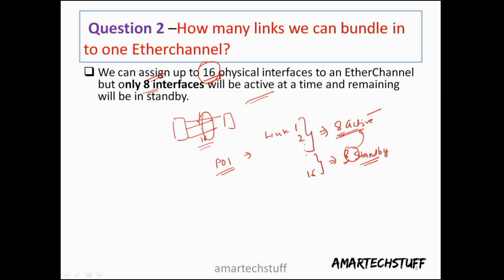So we can assign up to 16 physical interfaces to an Etherchannel, but guys, always do remember, this is a very, very important point, that only 8 interfaces at a time will be active. So again, how many links can be bundled into an Etherchannel? The correct answer would be 8 links, because only 8 links can be active at a time in an Etherchannel.